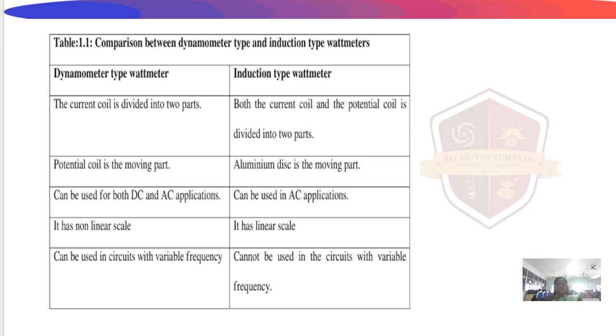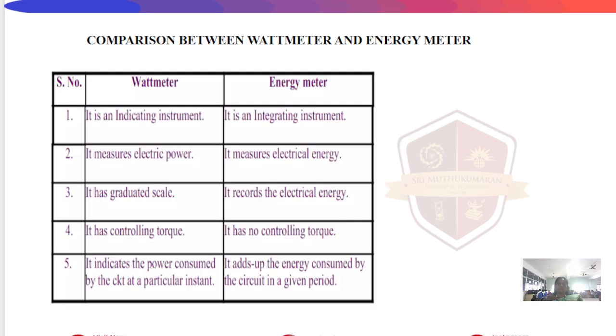In dynamometer, it has a non-linear scale. In induction type, it has a linear scale. Dynamometer type can be used in circuits with variable frequency. Induction type wattmeter cannot be used in circuits with variable frequency.